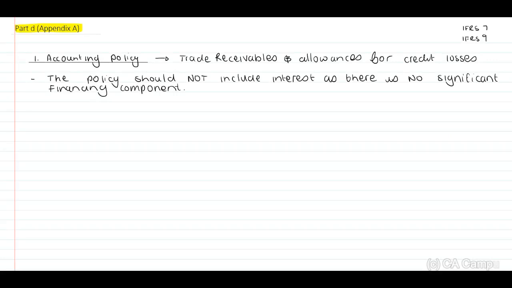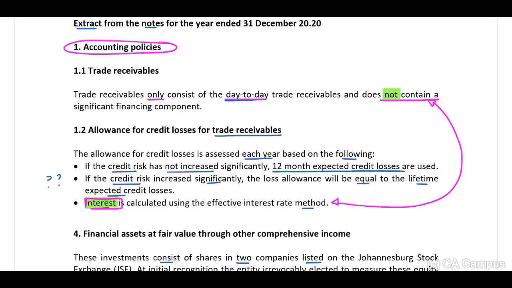I've included a heading, accounting policy, in terms of trade receivables and allowances for credit losses. And I've included the policy should not include interest as there is no significant financing component. Right, okay, now when we refer back, I'm going to tick this off guys, I have touched on this. Now in terms of our allowance for credit losses, the allowance for credit losses is assessed each year based on the following. If the credit risk has not increased significantly, 12 months expected credit losses are used. If the credit risk increased significantly, the loss allowance will be equal to our lifetime expected credit losses.